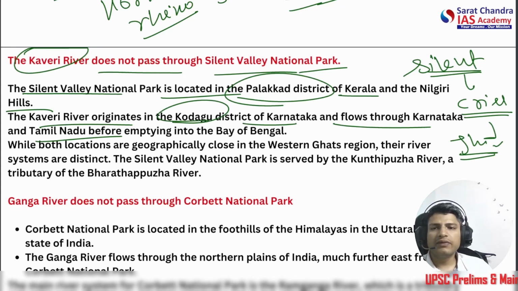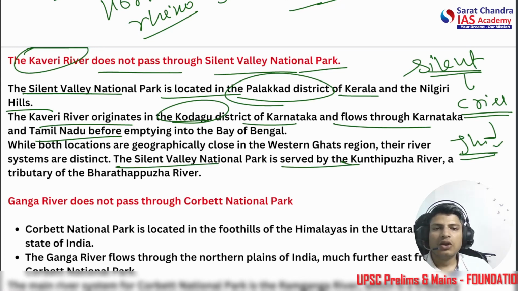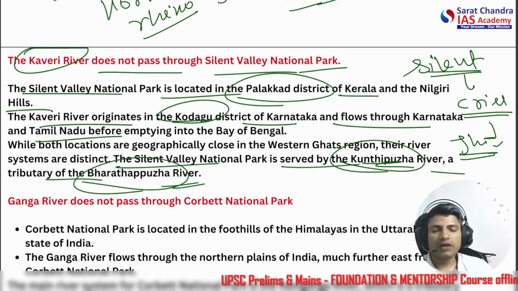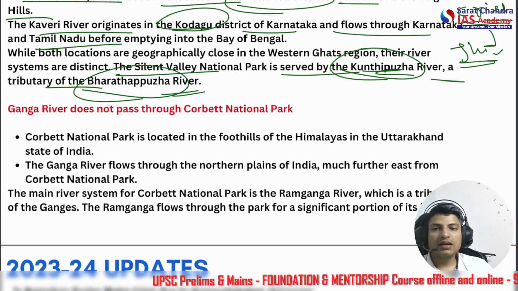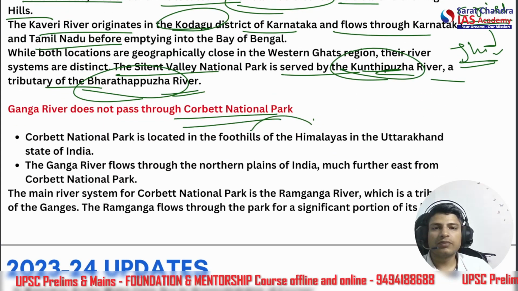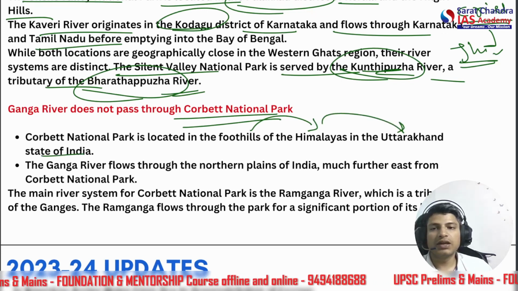So the Silent Valley National Park is served by the Kuntipuza River, a tributary of the Bharatapuzha River. Okay, so Kaveri is very different to both. And again, Ganga does not pass through the Corbett National Park. Okay, it is located in the foothills of the Himalaya in the Uttarakhand state of India.